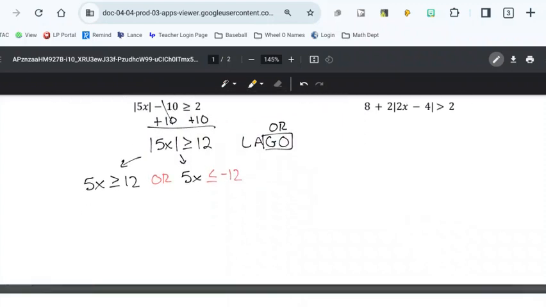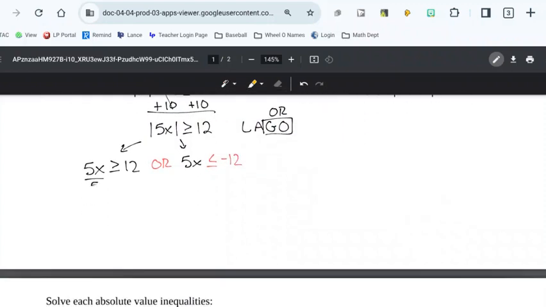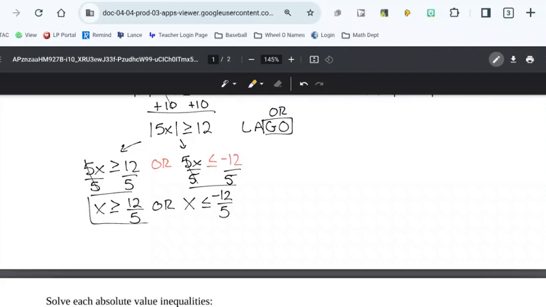Now we go ahead and solve. We divide by 5 on both sides. X is greater than 12 over 5. Or we divide by 5 again. We get x is less than or equal to -12 over 5. Again, this is all one solution.